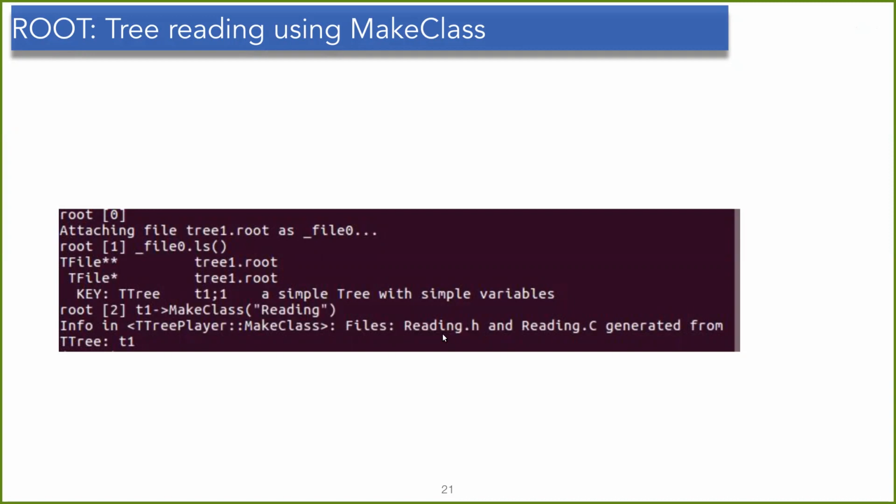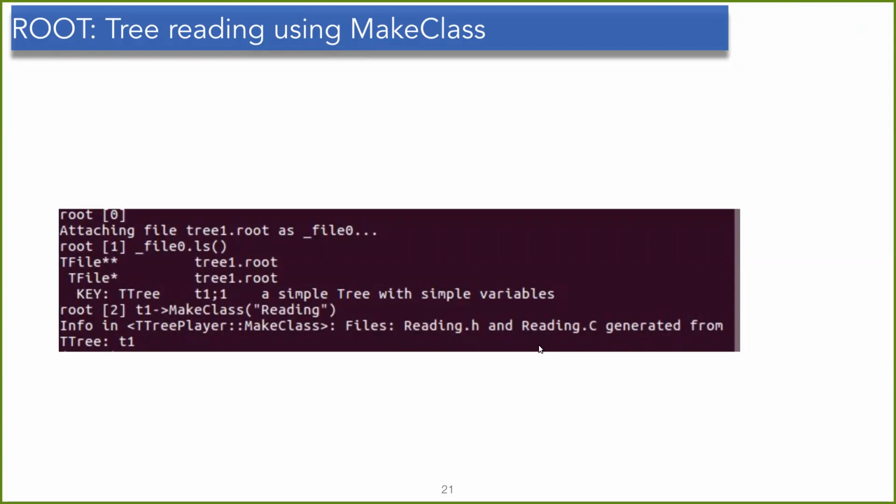One is reading.h. In this header file you have a class that corresponds to the different branches of the tree, and using reading.C you can directly read those different branches for each of the entries of the tree. So it's very easy to create a reading macro for some unknown tree. If you have an unknown tree, you can directly create a reading macro using this MakeClass command.